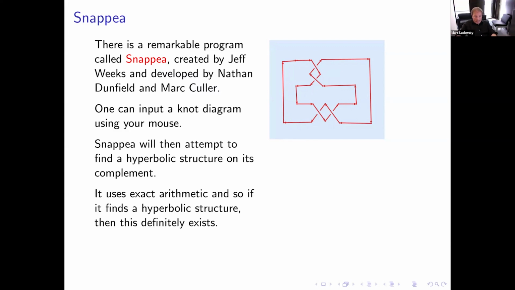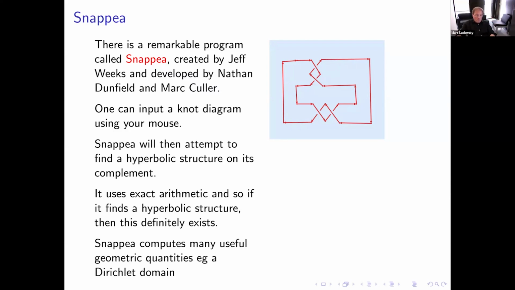And you can make it use exact arithmetic, where you're solving equations using exact arithmetic. So numbers are not given as floating point numbers, but as roots of polynomial equations with little intervals about them specifying the root. And because you do exact arithmetic, there's no worry about round-off error. So if SnapPy finds a verified hyperbolic structure, then that definitely exists. And SnapPy can compute many useful geometric quantities.